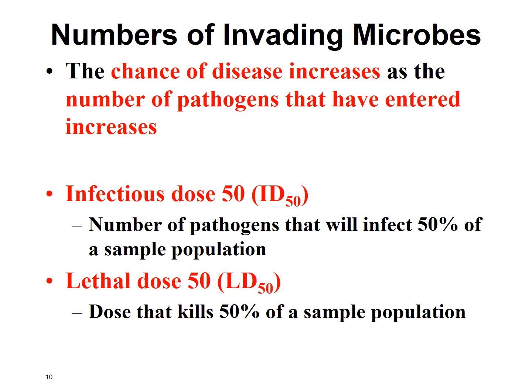But for another microorganism, for example, Cryptosporidium, which is a protozoan that also causes diarrhea, you only have to ingest 10 of those to get sick. The lethal dose 50 is just the dose that's going to kill 50% of a sample population.